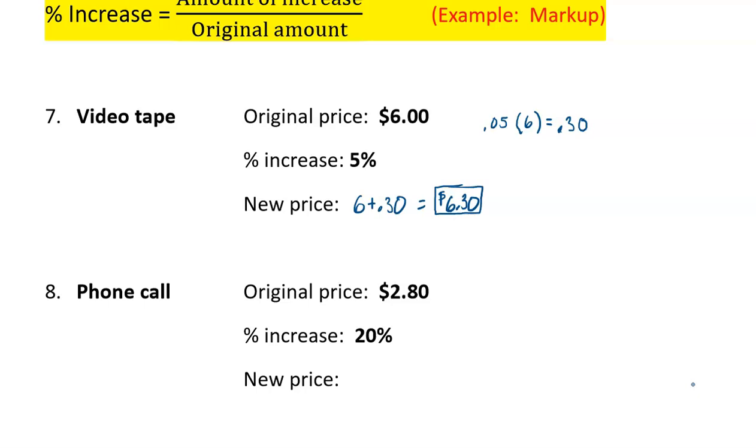Now number 8, a phone call that originally cost $2.80, but its price has been increased 20%. Well, what is 20% of that original price? So 0.20 is the decimal version of 20%, multiplied by the 280. And that's 0.56 on a calculator. Because this is about money, you can interpret that as 56 cents. 20% of 280 is 56 cents. So the new price is the $2.80 originally plus that increase of 56 cents. $3.36.